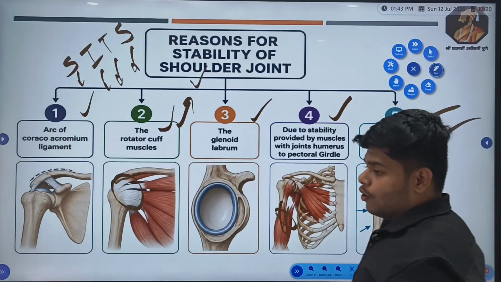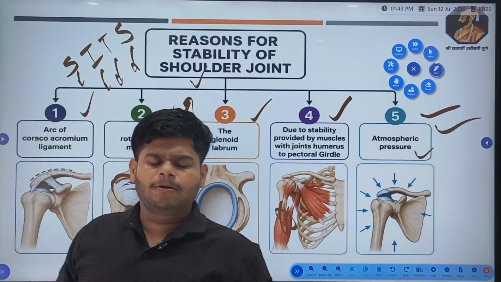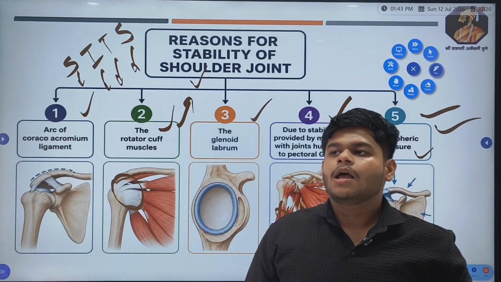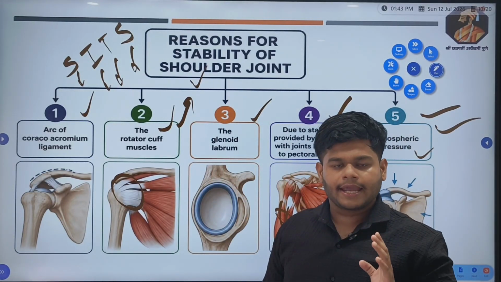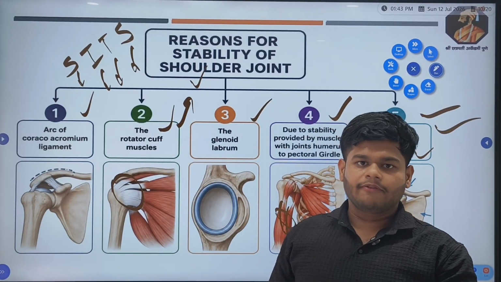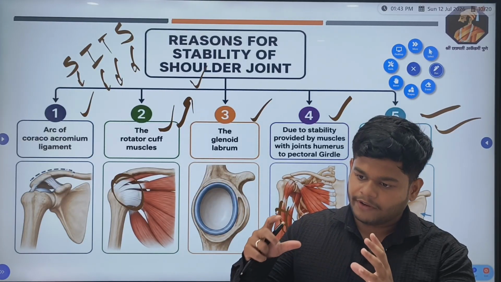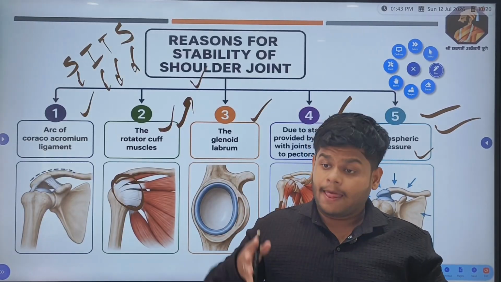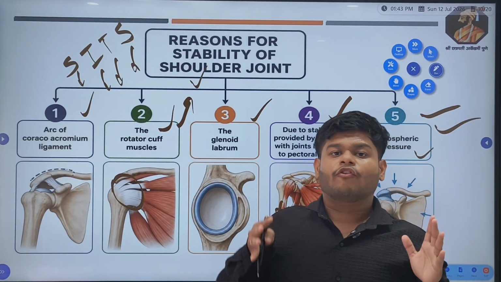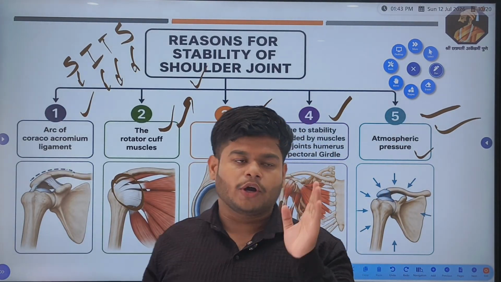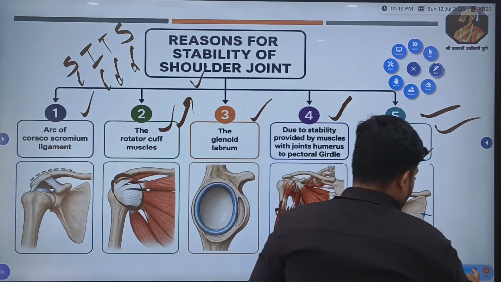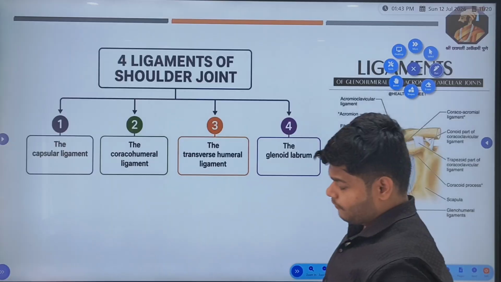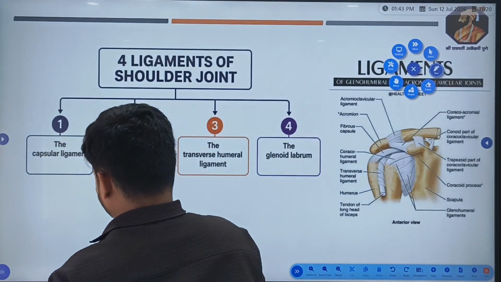Fifth one is atmospheric pressure. Now we have seen that there is a synovial cavity present over there. Wherever there is a synovial cavity, there will be atmospheric pressure, equal pressure from all sides, and that pressure is needed for the stability of the joint. Right? Okay. Now we will see about the four ligaments of the shoulder joint.